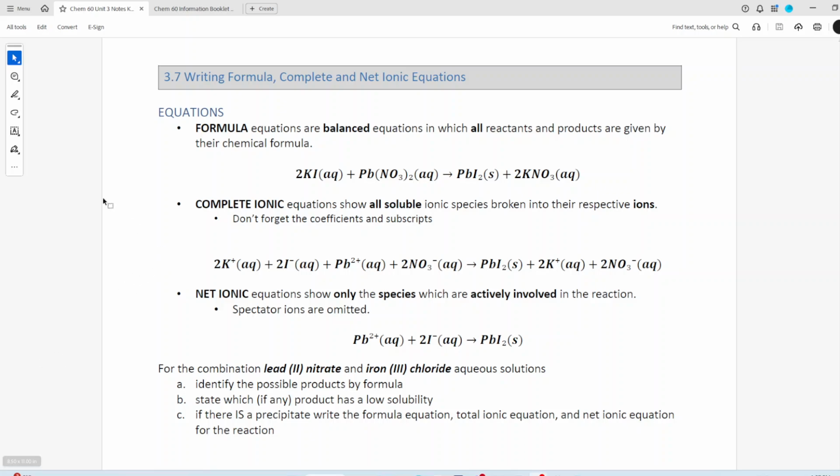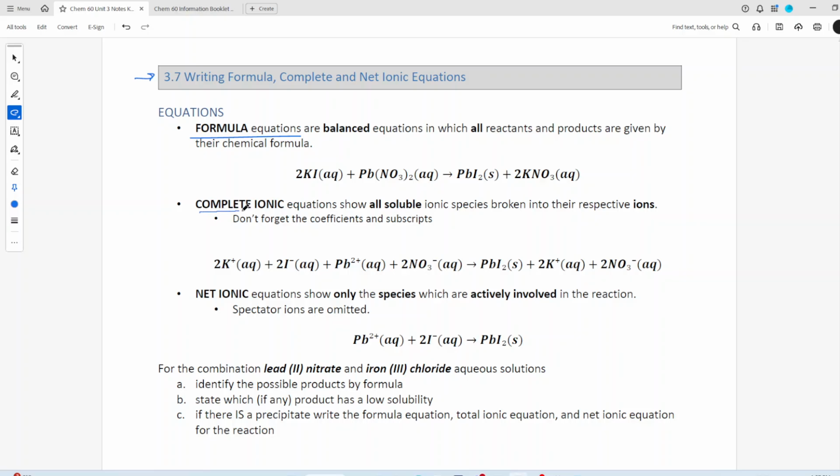All right, so now what we're going to do is write formula, complete ionic, and net ionic equations. There are three forms of an equation. There is the formula equation, which is the balanced equation, including all reactants and products with their chemical formulas as well as their states.